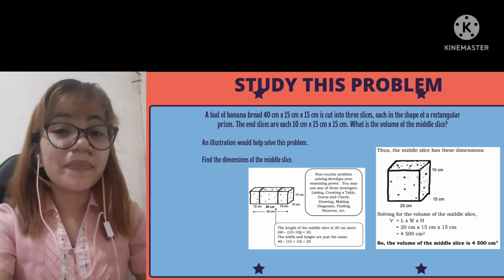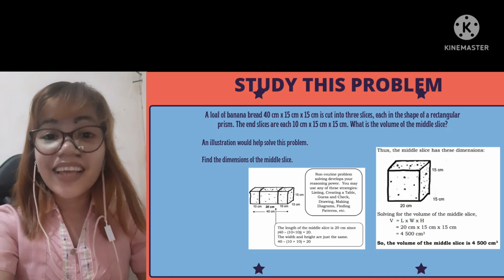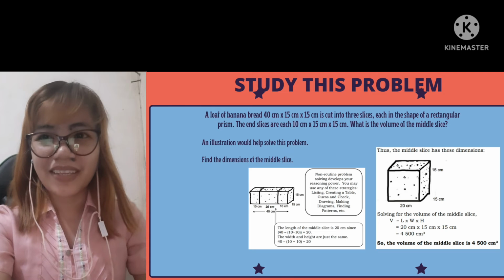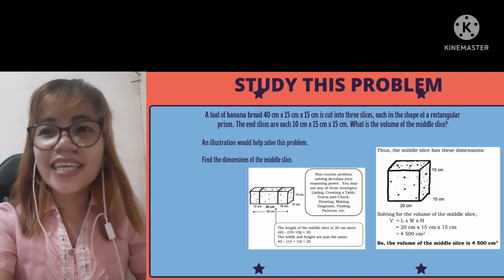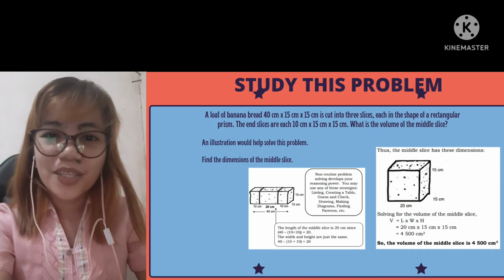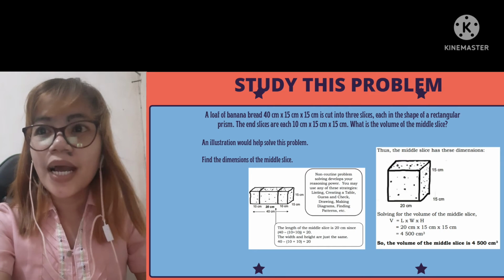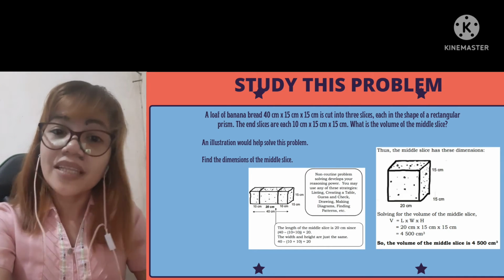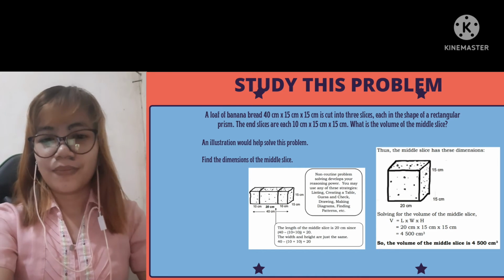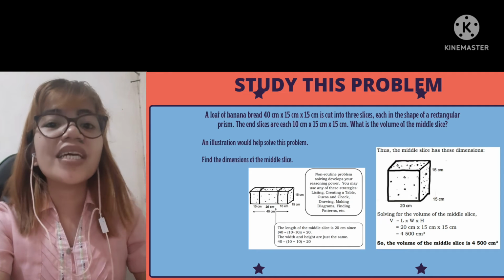Since the length of the middle slice is 20 centimeters. Why? Since 10 plus 10 equals 20. So the middle would be 20. Thus, the middle slice has 3 dimensions. So again, how to solve it? Multiply, right? Length times width times height.